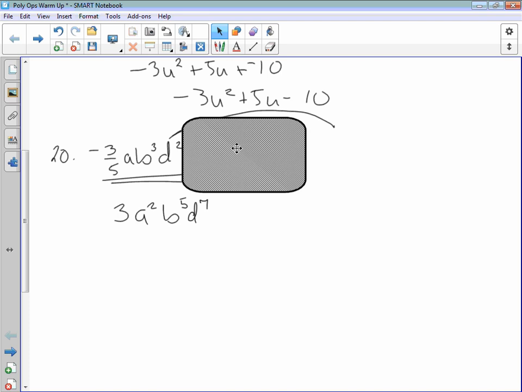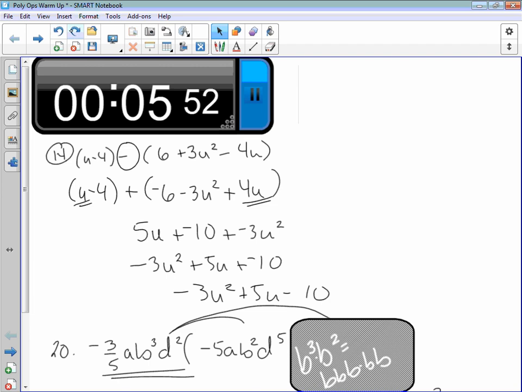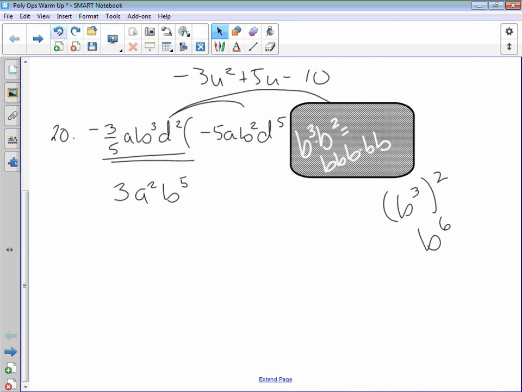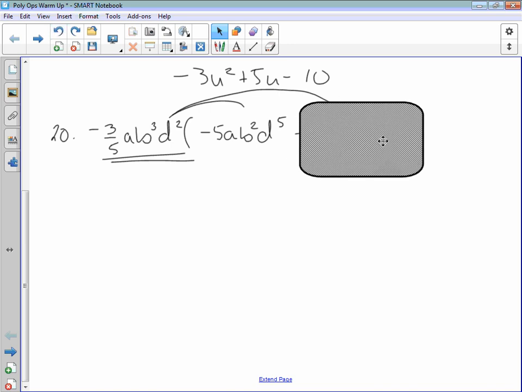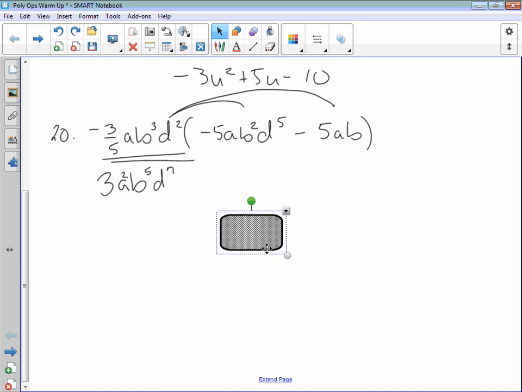Now let's get rid of all this stuff. Now I'm ignoring. Oh no. Whoops. So it ended up being 3a squared b to the 5th d to the 7th, and then alright, so then over here same thing, but now I'm ignoring the middle guy.